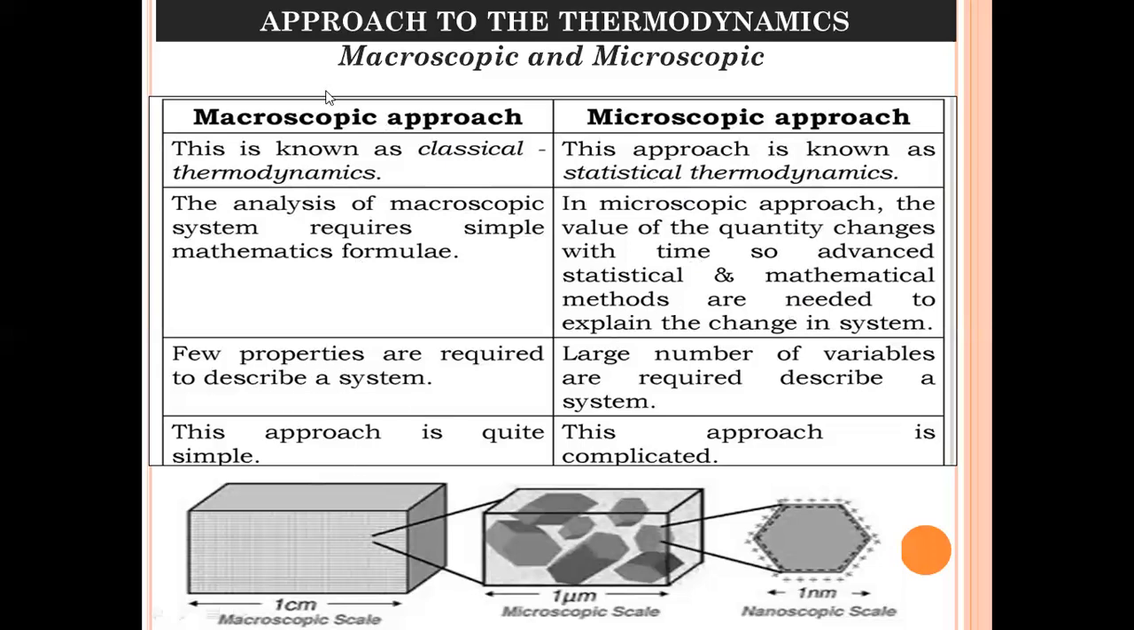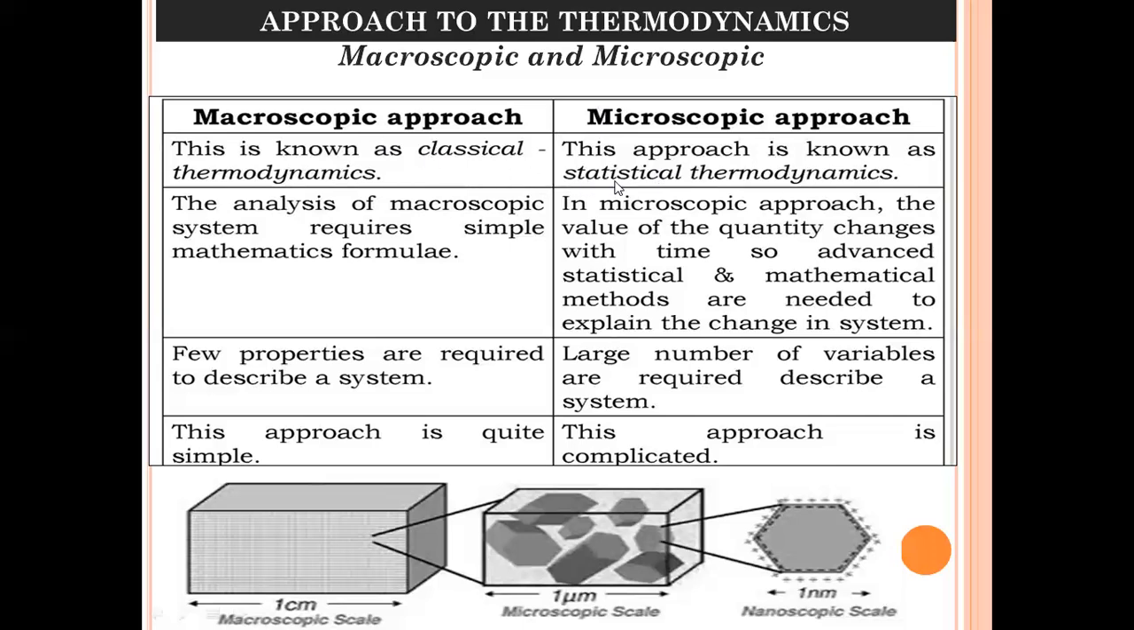So we can say that few properties are required to describe the system under the macroscopic approach, whereas a large number of variables are required under the microscopic approach. Means the macroscopic approach is quite simple, whereas the microscopic approach is quite complicated. So we can analyze the thermodynamic system under these two approaches.